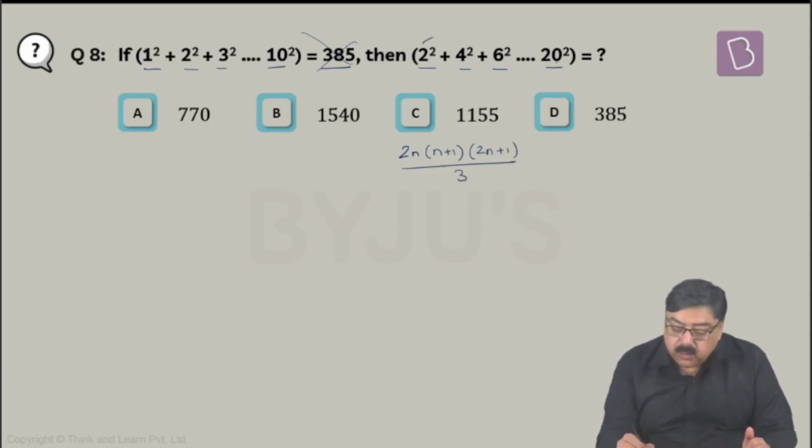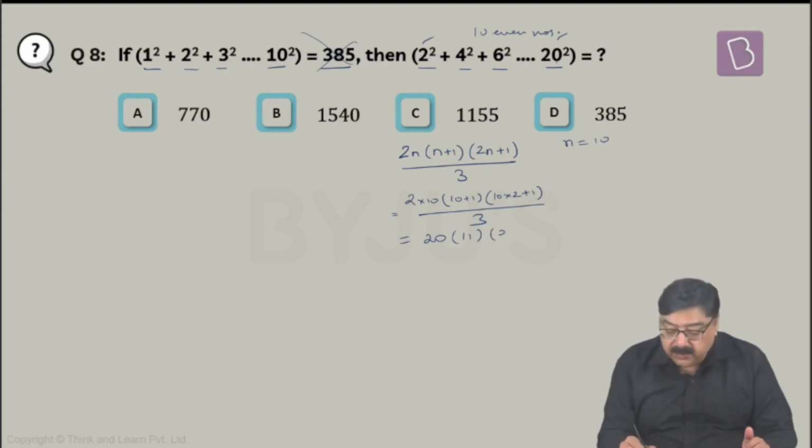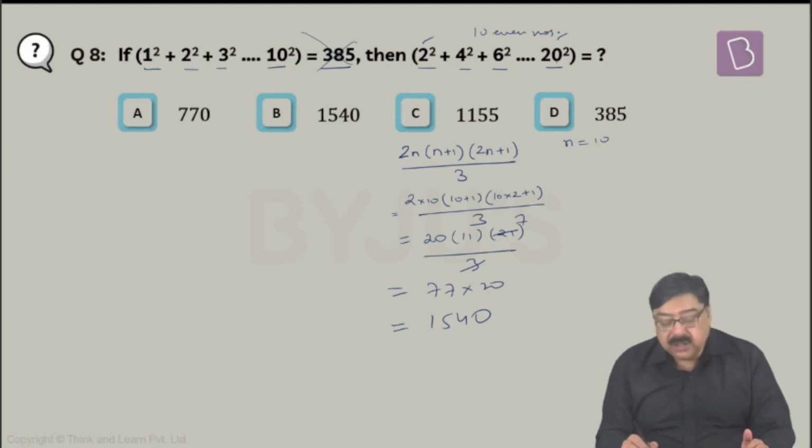So from 2 to 20, there are 10 even numbers. So the value of n here is 10. So it becomes 2 into 10 into 10 plus 1 into 2 into 10 plus 1 divided by 3. So this is 20 into 11 into 21 by 3, which cancels by 7. So 77 into 20, which we know is 1540. So directly you can jump on to choice B.